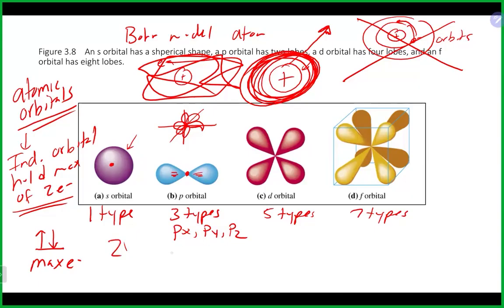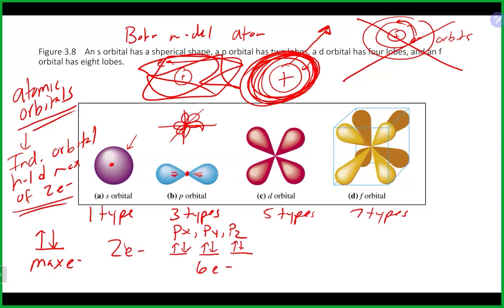Now, there are 3 different types of p orbitals. Each of them will be represented by one of those lines. Each one could hold 2. What is the maximum if you fill them all up? 6. By the way, they go in one at a time, and then they come back and pair up like so. And that would be 6 electrons maximum, right?